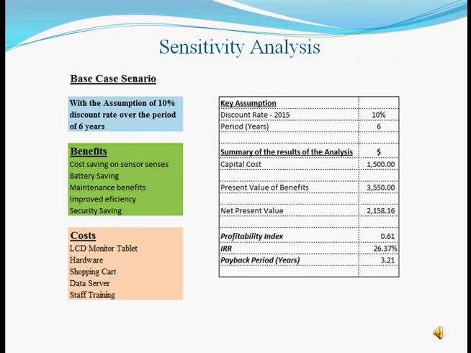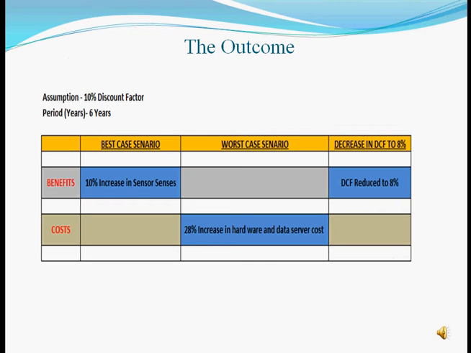Summary of the results in terms of capital expenditure is $1,500, and the present value benefit is $3,550, and the net present value of this project is $2,158. This will give the company 0.61 profitability index, 26% of IRR, and payback period of 3 years. Now we look at the outcomes based on the discount factor of 10% and the period of 6 years.